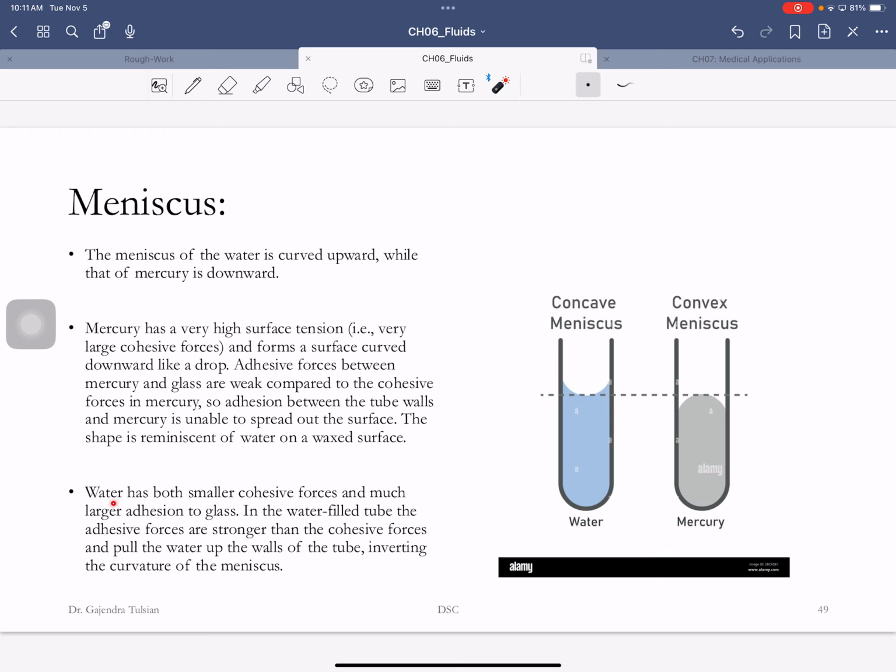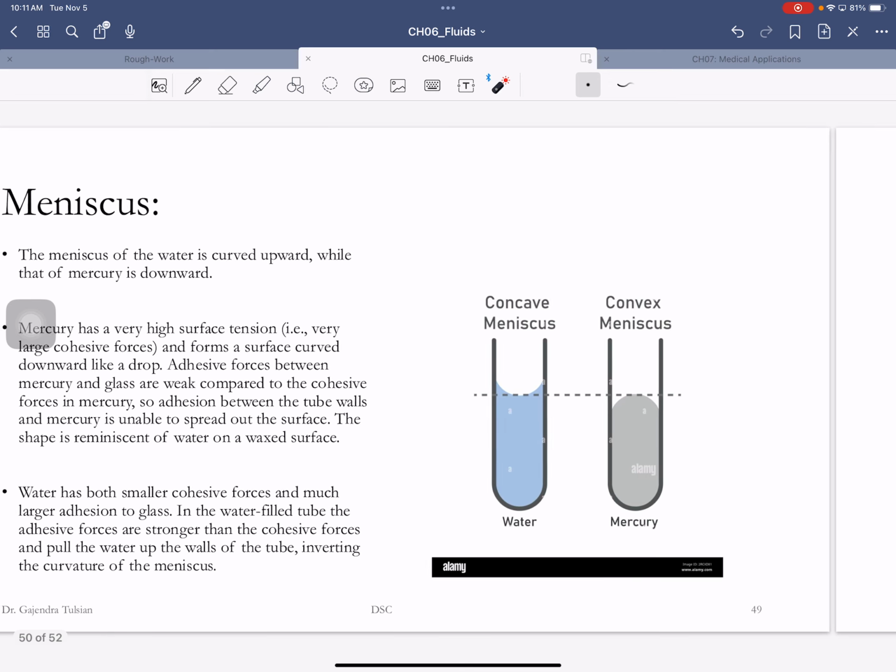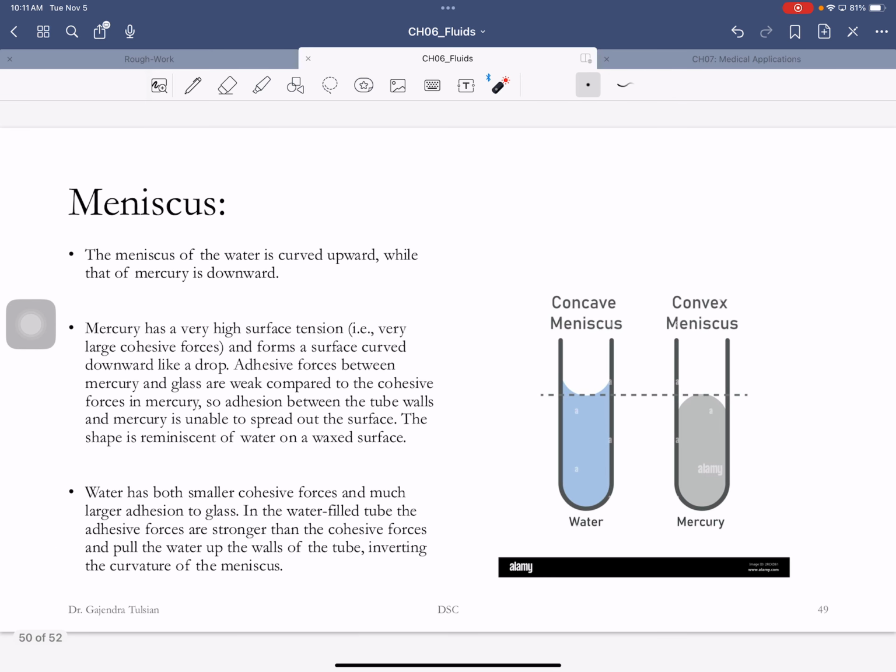Water has both smaller cohesive forces and much larger adhesion to glass. In the water-filled tube, the adhesive forces are stronger than the cohesive forces and pull the water up the walls of the tube, so the water rises. And mercury, it's the opposite. Mercury has a very high surface tension, very, very large cohesive forces, and forms a surface curved downwards.